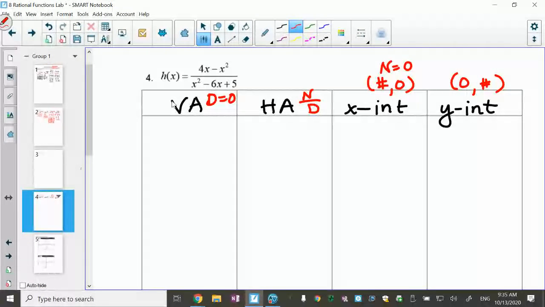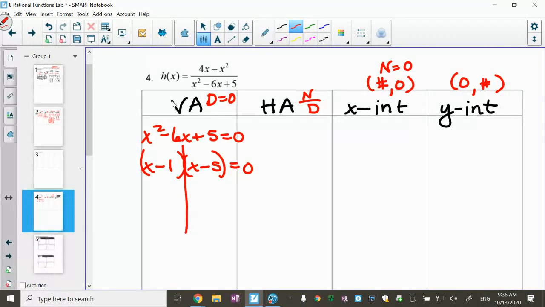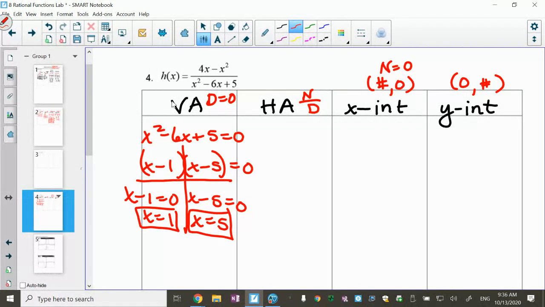So I'm going to take the denominator and put it equal to 0, so I have x squared minus 6x plus 5 equals 0. And then I factor that. I want to make sure you're comfortable with that. Is it factorable? Well, let's see. What could I factor that as? (x minus 1)(x minus 5). x minus 1 equals 0, x minus 5 equals 0. Sometimes you have 2 asymptotes, sometimes you have 1, sometimes you have none. Alright, so I know there are asymptotes there.